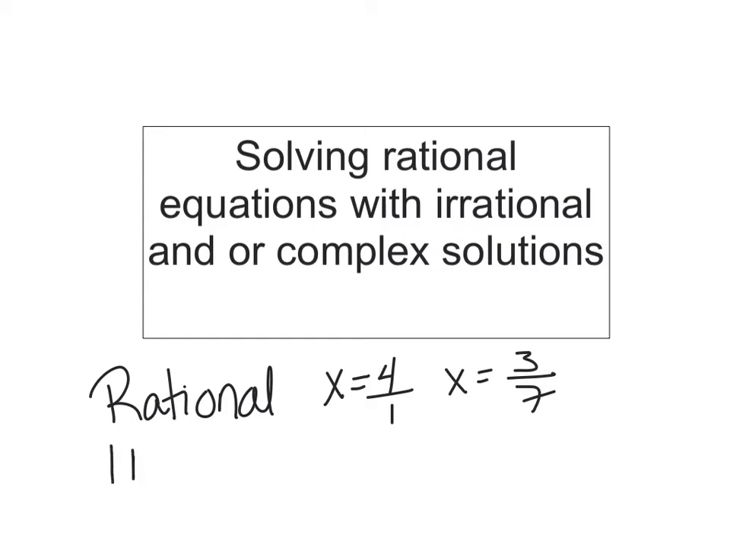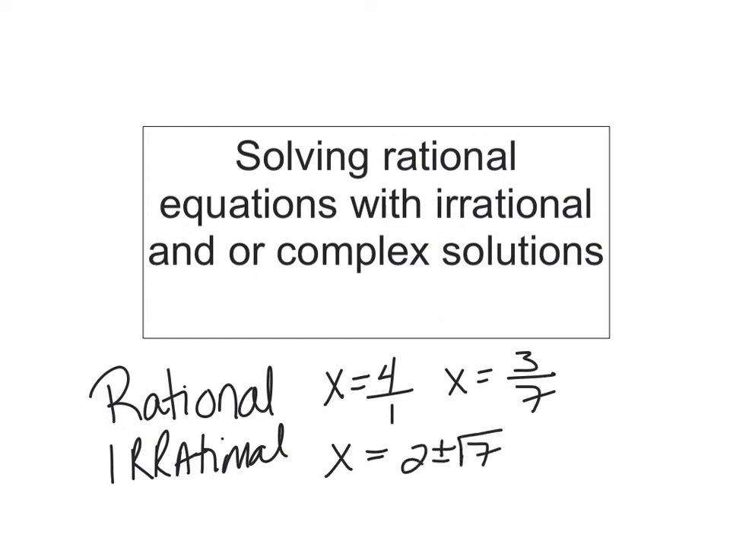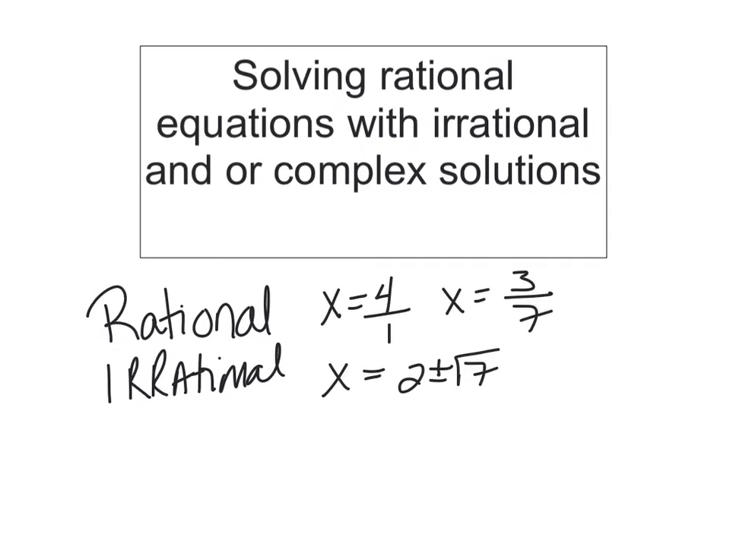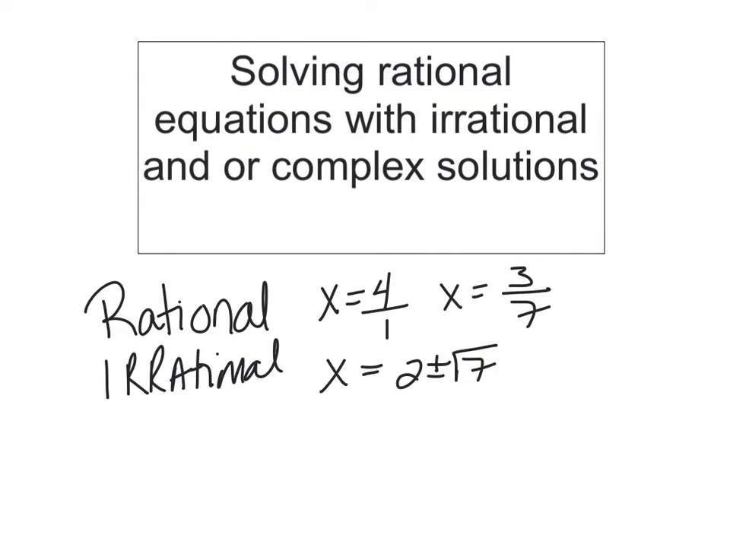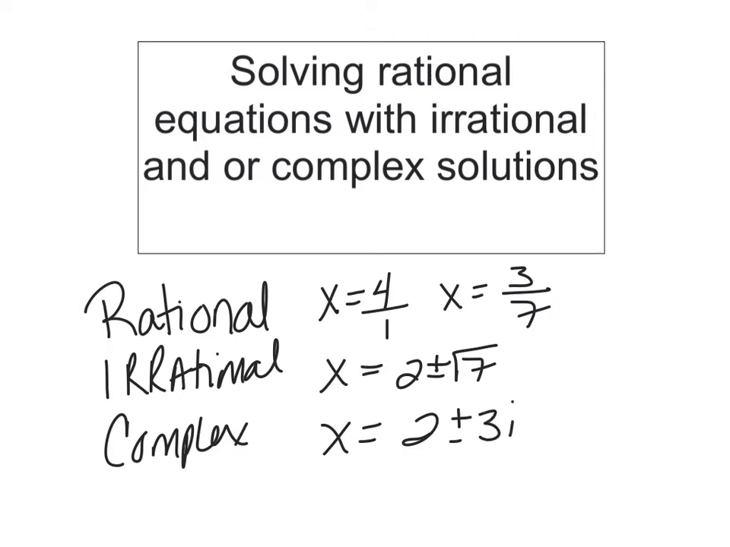We're going to get irrational solutions tonight. An irrational solution is probably going to have a radical in it. Maybe something like x equals 2 plus or minus radical 7. And then of course we're going to get some that are complex. Complex just means that we're dealing with an imaginary number. Maybe something like x equals 2 plus or minus 3i. Okay, we're going to deal with the imaginaries.